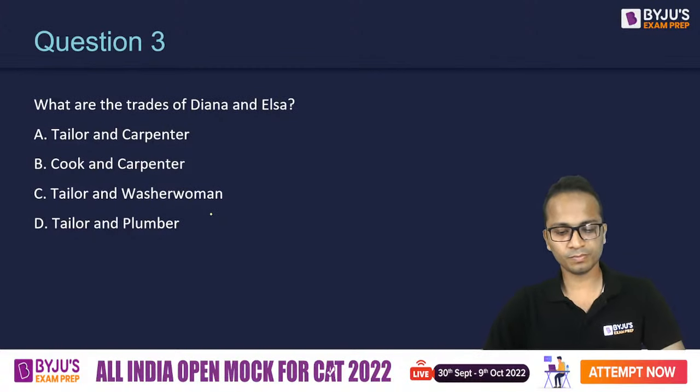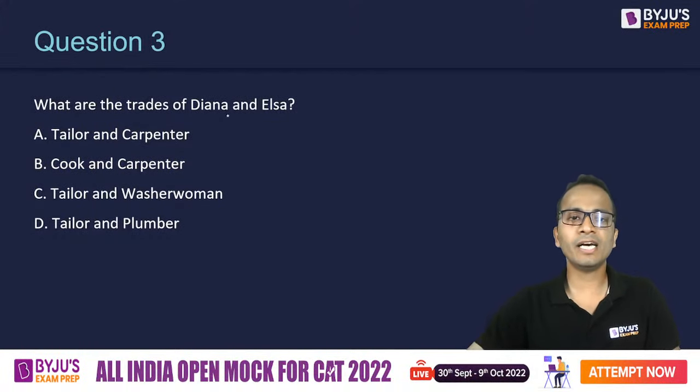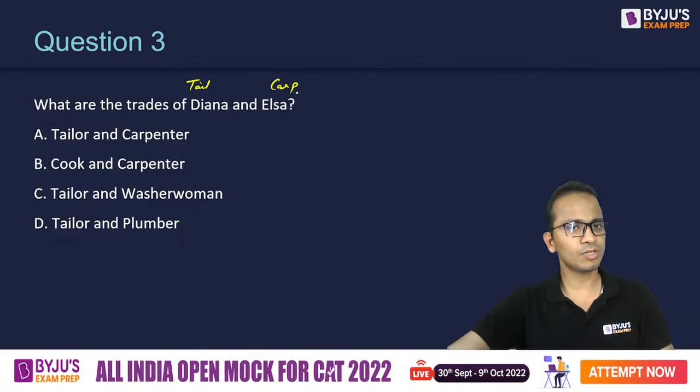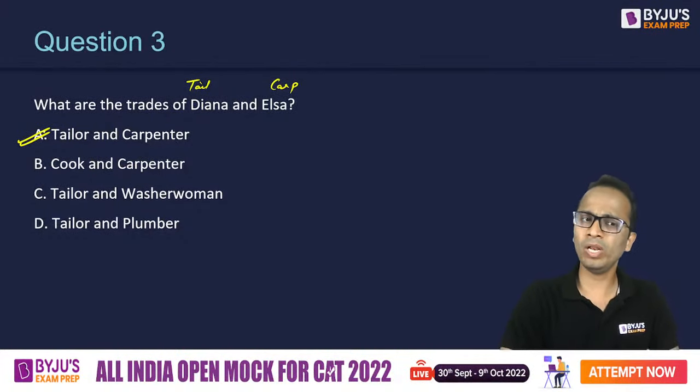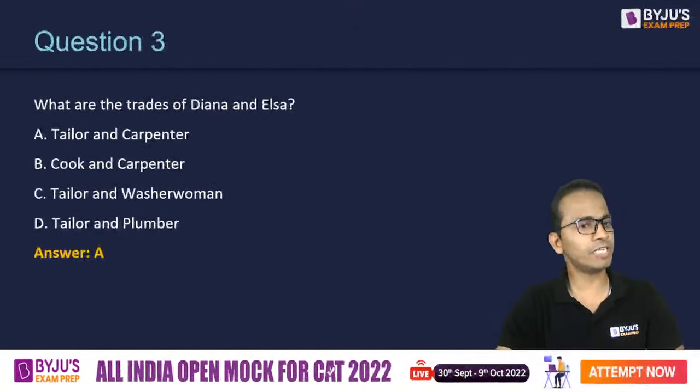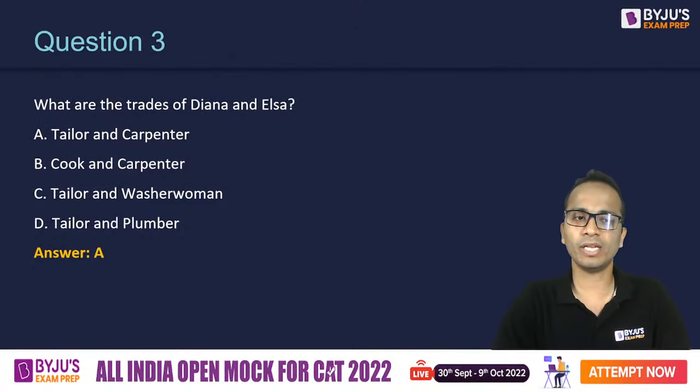Careful, all of you. What are the trades of Dinah? So Dinah is a tailor and Elsa is a carpenter. We have already seen. Okay, so tailor and carpenter respectively, option A will be the correct answer. All right. So a lot of you have given the correct answer. Yes, it is the correct one.